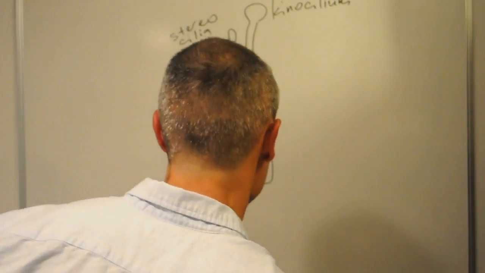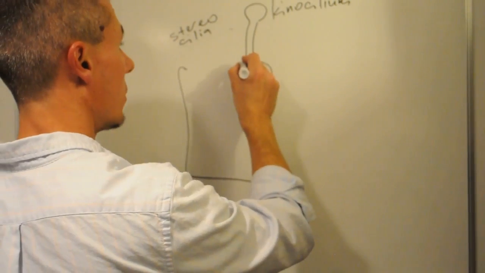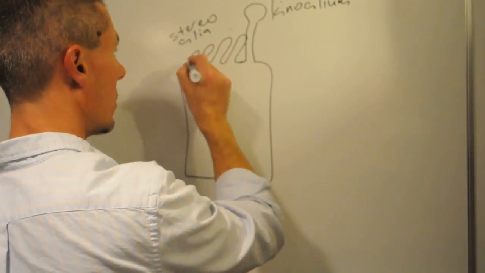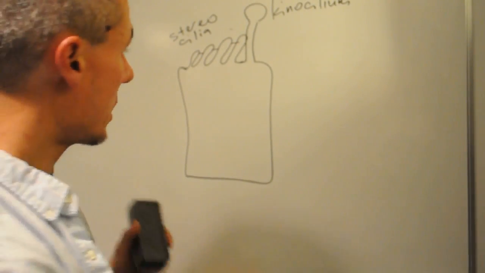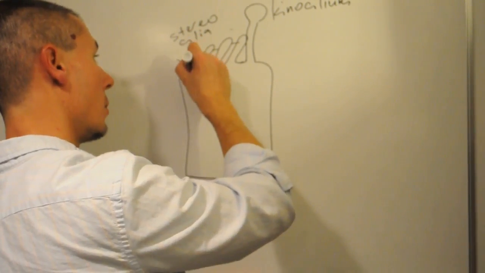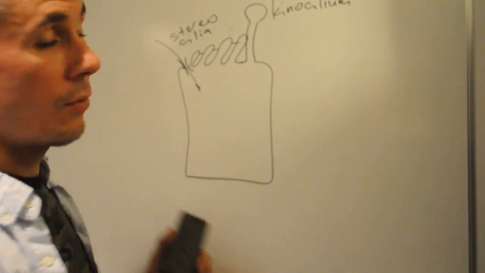And when it moves, the stereocilia bend towards kinocilium. As they bend, that opens potassium channels. And potassium flows into the cell.